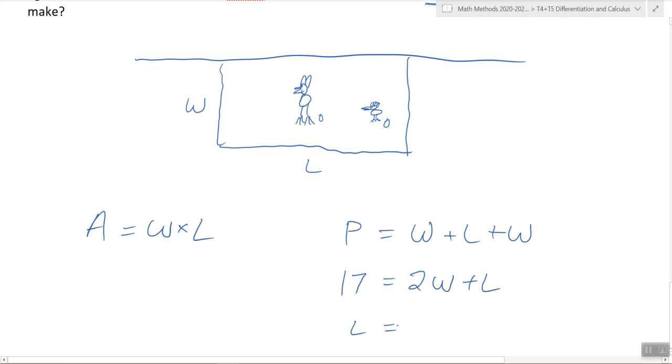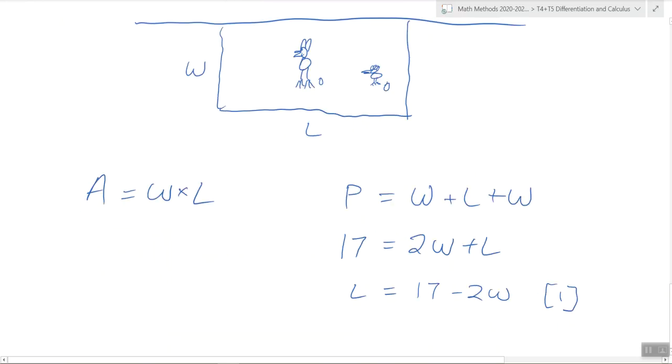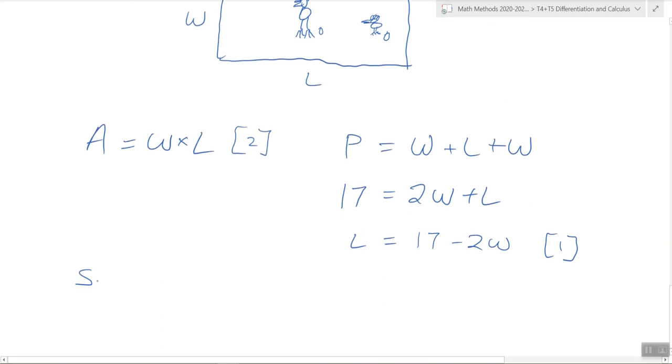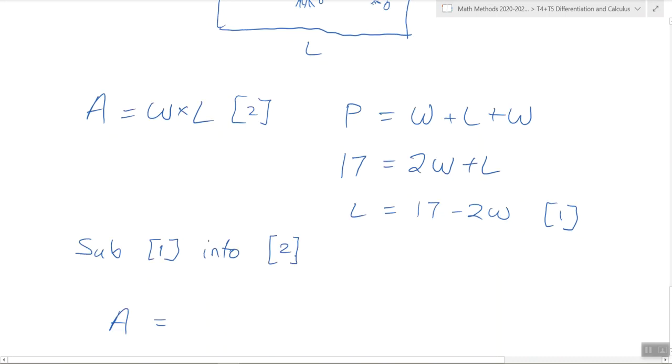Perfect. So the thing we're trying to maximize is the A. The A equation has three variables, so we want to eliminate one of the variables. So we're going to get L by itself. And then remember simultaneous equations. So hopefully you've seen this notation before. Sub equation 1 into equation 2. Brackets, sorry. Is that better? I do have terrible writing sometimes. Feel free to correct me.